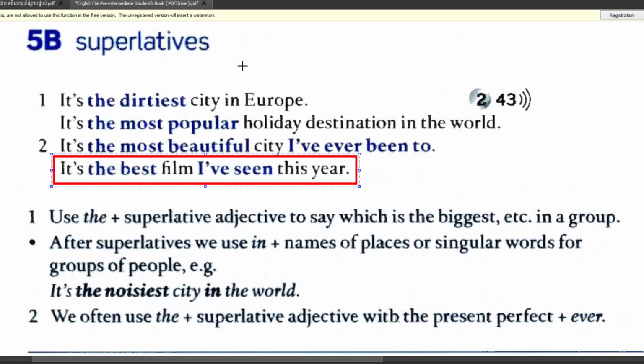Okay. Now let me explain this form and you try to remember. We use the superlative form, like the best, and with I've ever and the present perfect, like this, to show the meaning that you have seen so many films, but this one is the best. You never saw anything like it before, but you just saw it right now. You know what I mean?